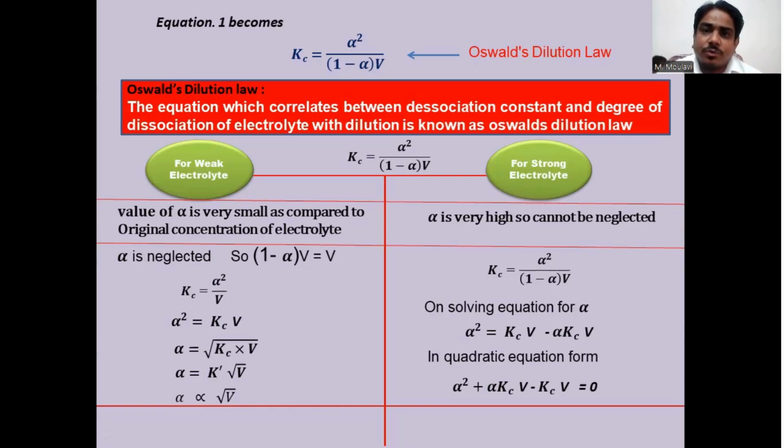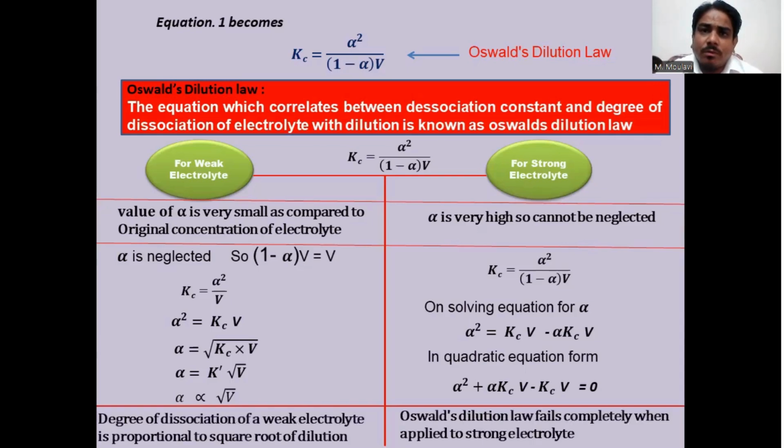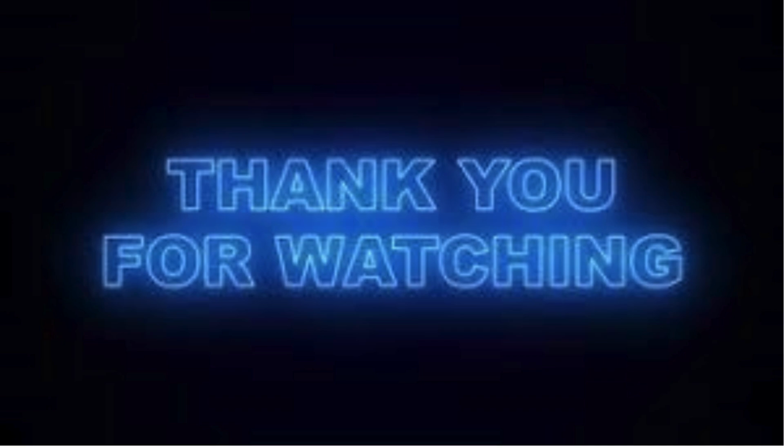So here we have seen the Ostwald dilution law equation for the weak electrolyte and for the strong electrolyte. We saw that the degree of dissociation of a weak electrolyte is directly proportional to the square root of dilution, where K dash is the proportionality constant. But in case of the strong electrolyte, Ostwald dilution law fails completely when applied. So students, here we saw the Arrhenius theory of dissociation and Ostwald dilution law in this video.